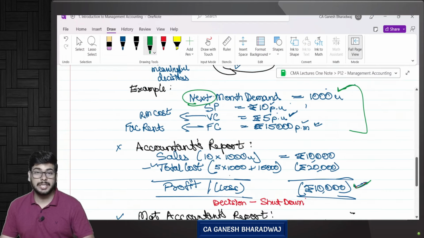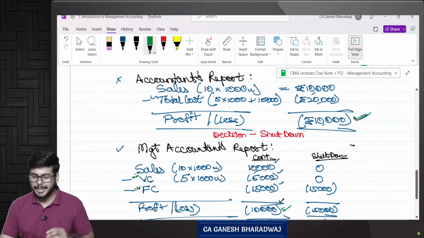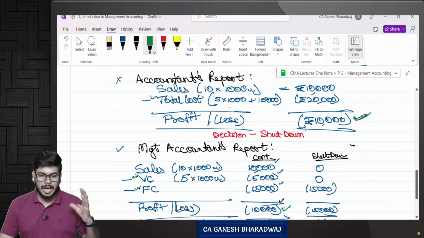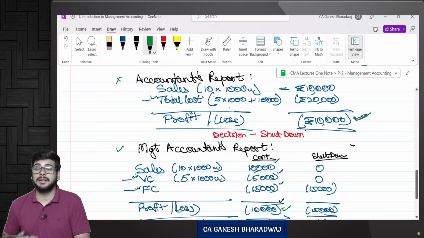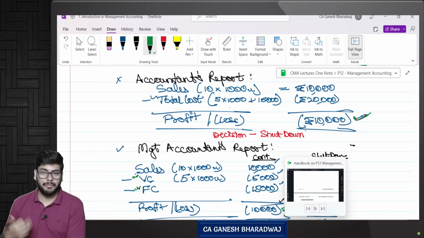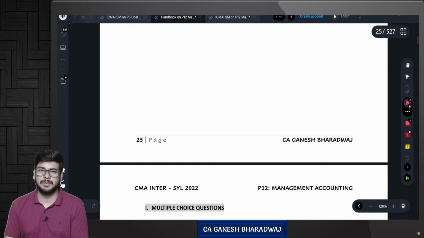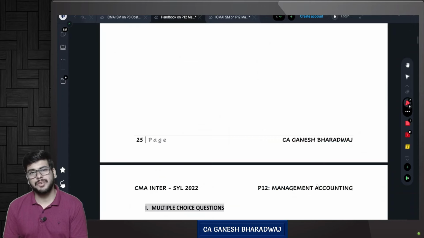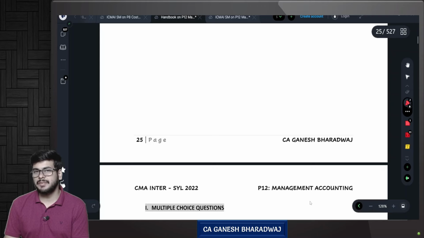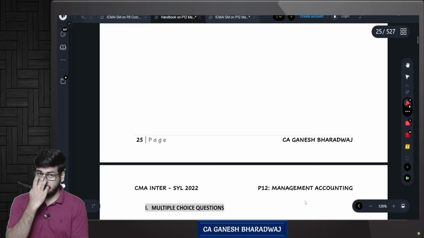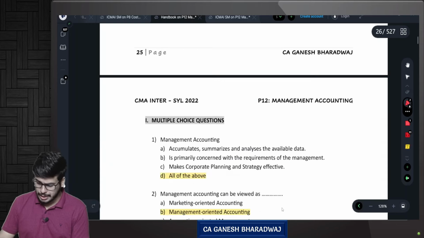Remember the example that I gave you, the shutdown versus continue example. Look how beautiful it is and how practical and relevant a management accountant can be in real life. So management accountants are not replaceable. Any artificial intelligence tools, let them come. Even that cannot replace the job of a CMA. That's my honest opinion on the future career options available for a CMA.